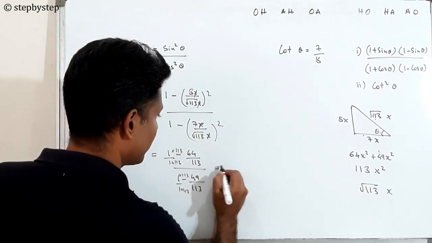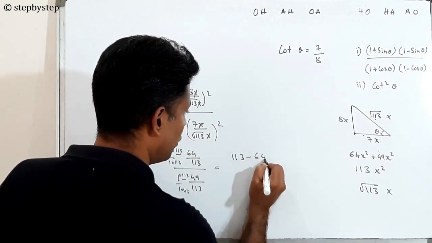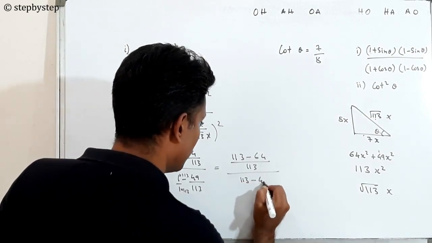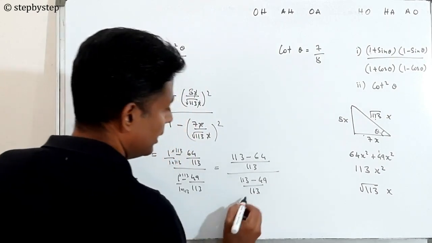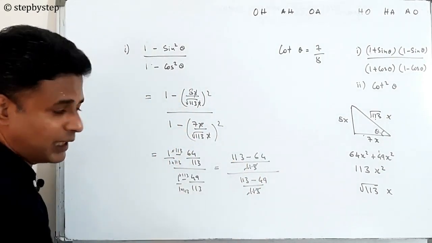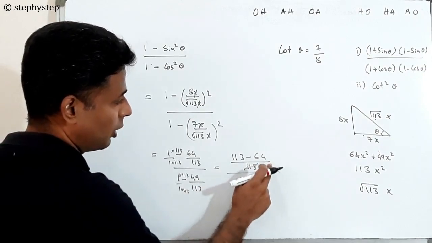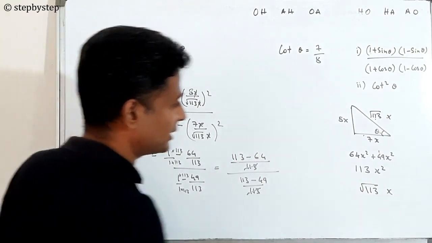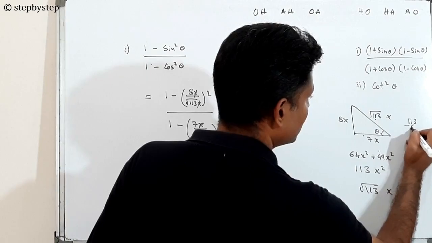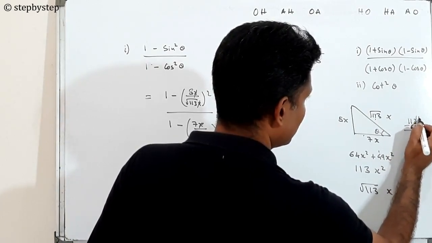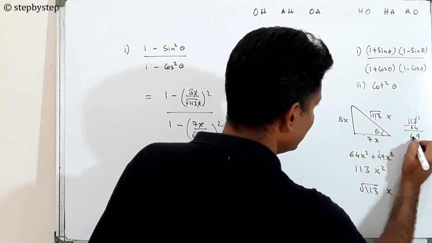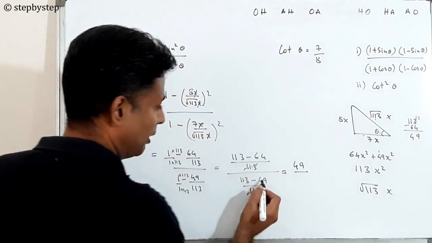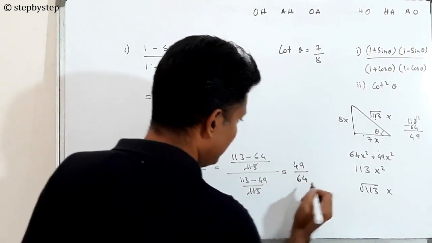So what do we get? (113 minus 64) by 113, whole divided by (113 minus 49) by 113. Now this and this will cancel, both are denominators, right? So this will come down and this will go up, so those two will cancel. So now we have 113 minus 64, which is 49. 13 minus 4 is 9, correct. 10 minus 6. So we'll get 49 by, 113 minus 49 will be 64.